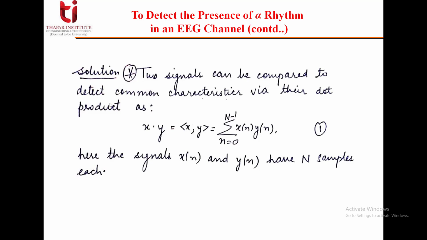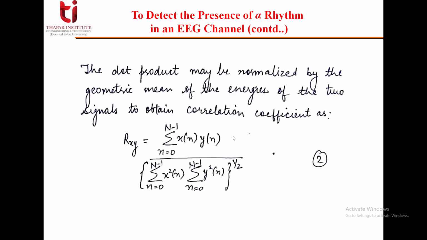You can see equation number 1. This is x dot y, which is equal to the summation from n equal to 0 to capital N minus 1 of x[n] y[n]. Here we are considering that both x[n] and y[n] have capital N number of samples. Now we can normalize this dot product by the geometric mean of the energies of the two signals, x[n] and y[n], to obtain the correlation coefficient.